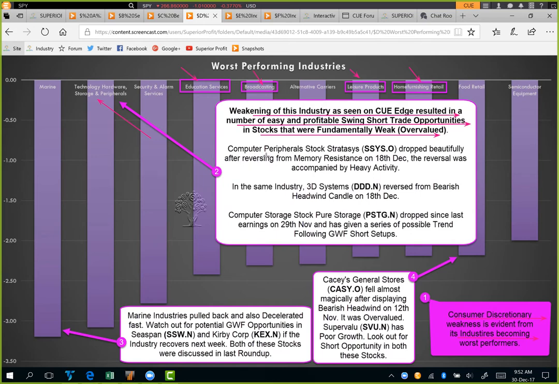These are three examples: computer peripheral stock SSYS dropped beautifully after reversing from memory resistance on 18th December. That reversal was accompanied by heavy activity, so this short could be taken as a bounce short trade. Bounce short trades are those which come when a stock hits a support resistance line, memory line in this case, and reverses with high volume. Let's look at SSYS and see how it reversed from memory resistance.